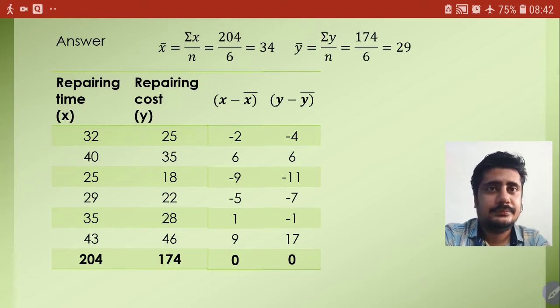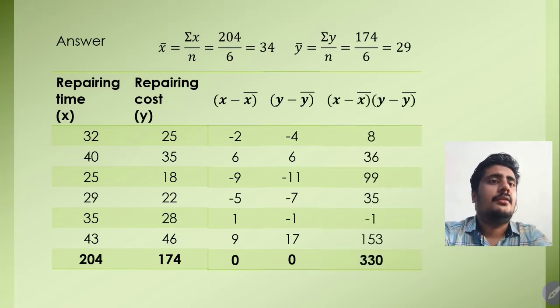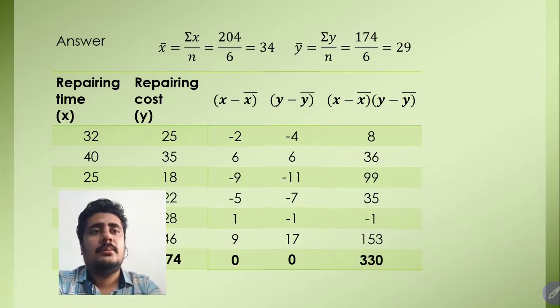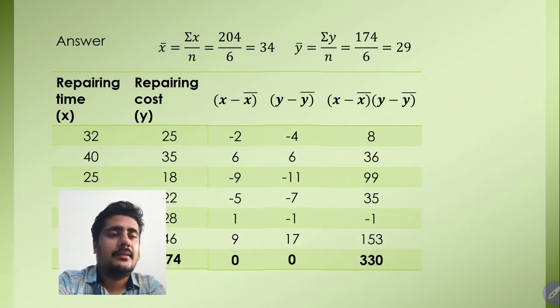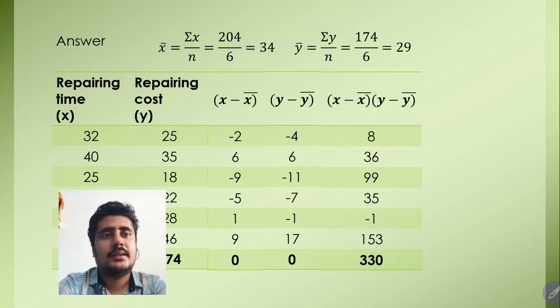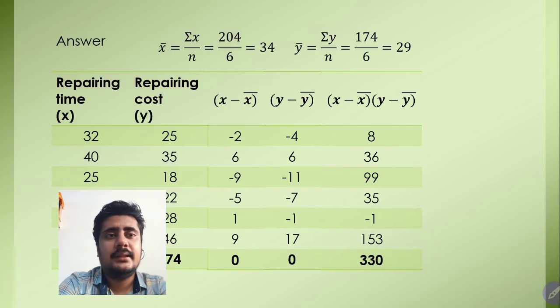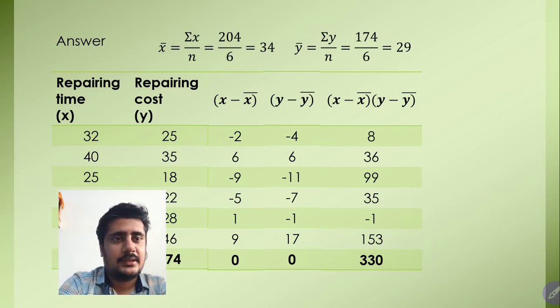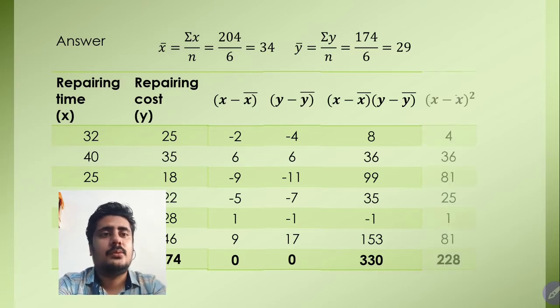Then what we'll do, we'll find a column x minus x bar multiplied by y minus y bar. So it's basically multiplication of the earlier two columns. Minus 2 into minus 4, minus minus plus, 2 4s are 8, 6 6s are 36, 11 9s are 99, minus minus plus, 5 7s are 35, minus minus plus, 1 into minus 1 is minus 1, 9 into 17 is 153. Okay, so this was quite easy.